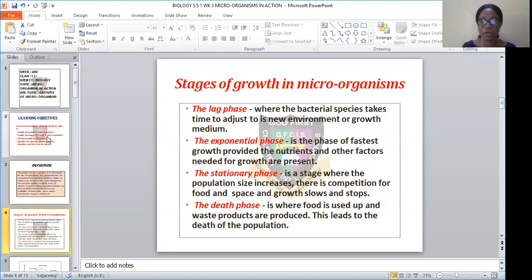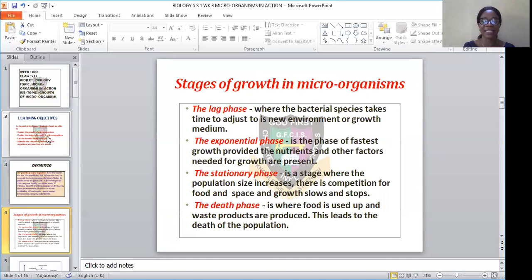Now, the stages of microorganism growth. The first stage is what we all know to be the lag phase. The lag phase is where the bacteria is just being introduced to a new environment or growth medium. That is, you get your petri dish and introduce a bacteria onto it. That is what is called a lag phase. The next phase is the exponential phase. This is the phase of fastest growth, provided the nutrients and other factors needed for the growth are present.